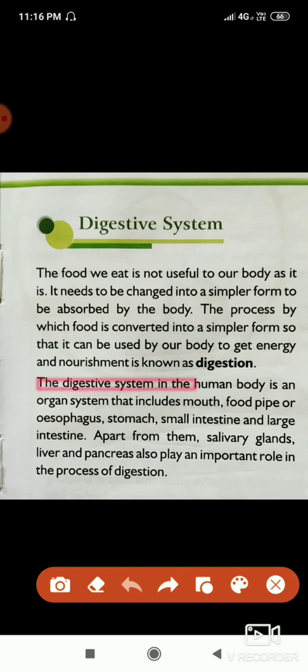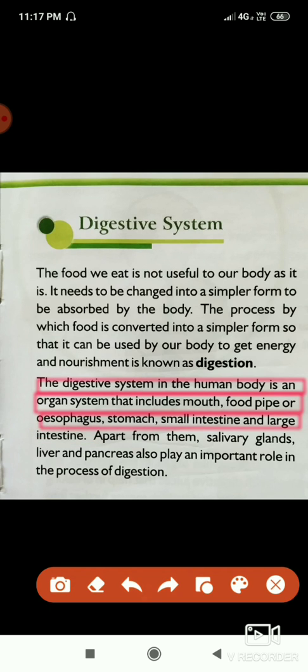Next, as written, the digestive system in the human body is an organ system that includes the mouth, food pipe or esophagus, stomach, small intestine and large intestine. So these are all components of the digestive system. It means they are parts of the digestive system. We call them an organ system. These all are parts of the digestive system, and they combinedly work together and form the digestive system.